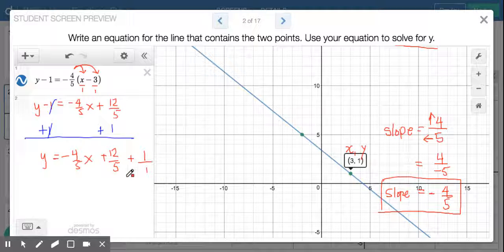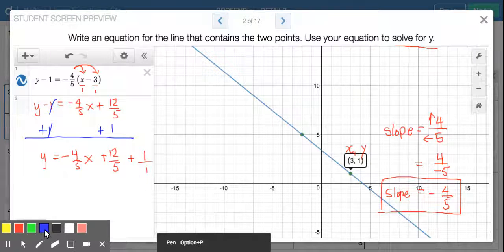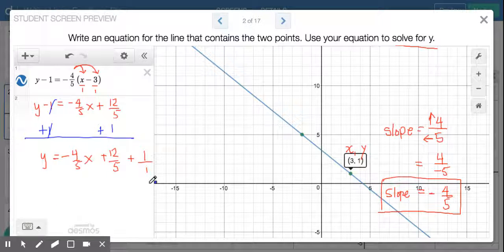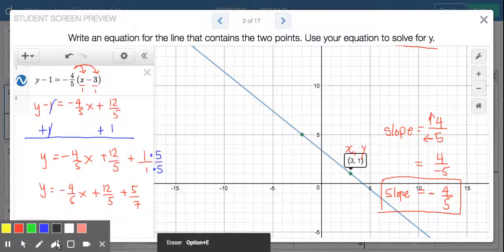Now, these two are constants and we should combine them. But we cannot combine them yet because they don't have the same denominator. We can only combine two fractions if they have the same denominator. So, to make them have the same denominator, we can multiply both numerator and denominator by 5, because 5 over 5 is 1. When you multiply 1 by this, it's still 1, it doesn't change the value. But its denominator will become 5, which is the same as the denominator of this fraction. So let's write that down. y is equal to negative 4 over 5x plus 12 over 5 plus 5 over 5.